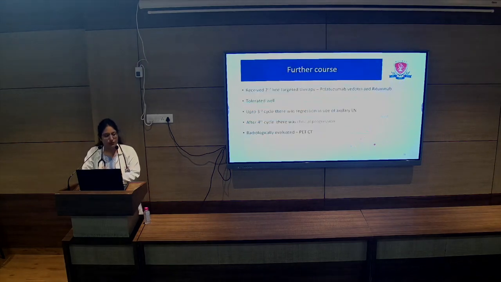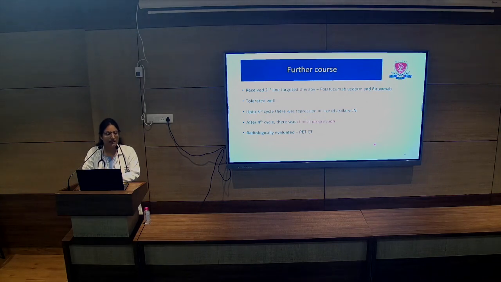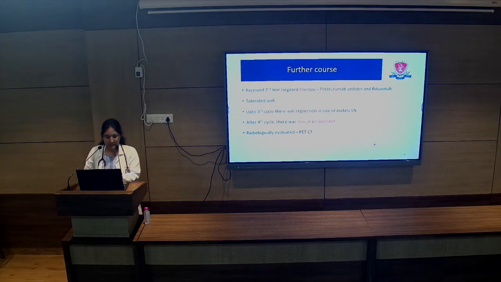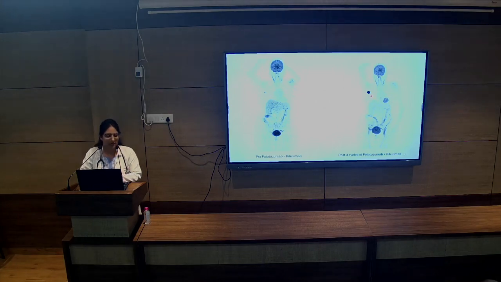So this patient was started on polatuzumab and rituximab. She was tolerating it well up till the 3rd cycle. There was significant reduction in the size of the axillary lymph node. But after the 4th cycle, there was clinical progression. Again, the size of the right axillary lymph node started to increase. We again requested a PET CT for the same. These are the 2 MIP images. This was the image which was before starting polatuzumab. The size of the lymph node, as we can see, has significantly increased post 4 cycles of this targeted therapy.